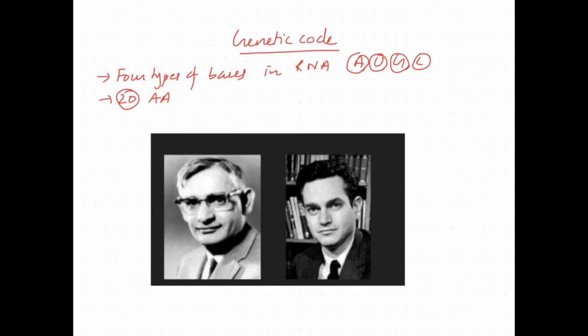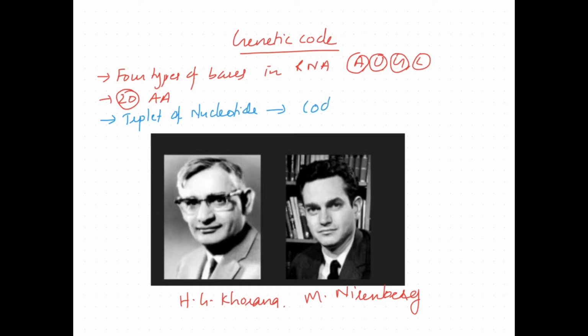Then remember the 2 important scientists, Nirenberg and H.G. Khorana. They helped us to decipher the genetic code behind protein synthesis. According to the discoveries of these scientists, a triplet of nucleotides is known as a codon. The triplet code for each amino acid would thus provide 64 different combinations.